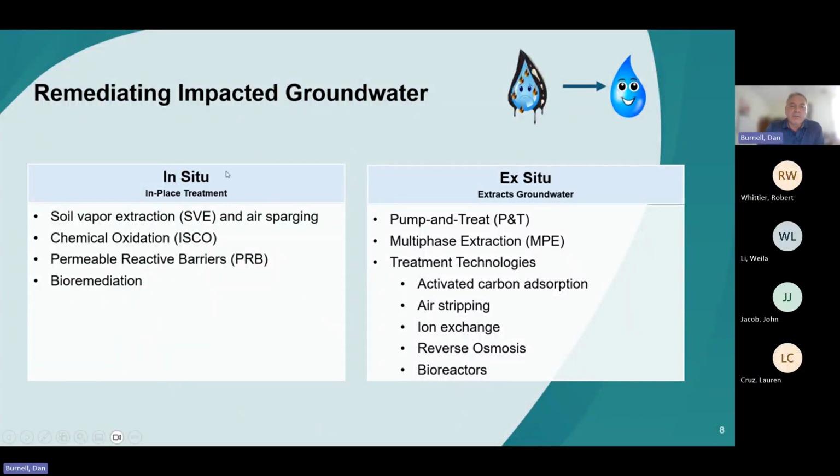We can have in situ remediation, and that's where the groundwater is treated in place. We can also have ex situ remediation, and that's where the groundwater might be pumped out and then treated, and it might be re-injected, or it might be discharged. And so we'll look more carefully in the next several slides at these different types.